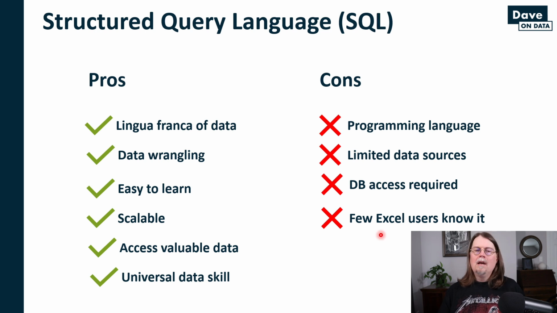And then lastly, few Excel users know it. Even fewer Excel users know SQL compared to Power Query. So these are all the cons and pros of SQL. And you can see here that essentially, while Power Query and SQL can do the same things, they actually have very important differences. And we're going to talk about what that means in terms of which one you should be using next. All right, now we can answer the question of whether you should be using Power Query or SQL with Python and Excel.